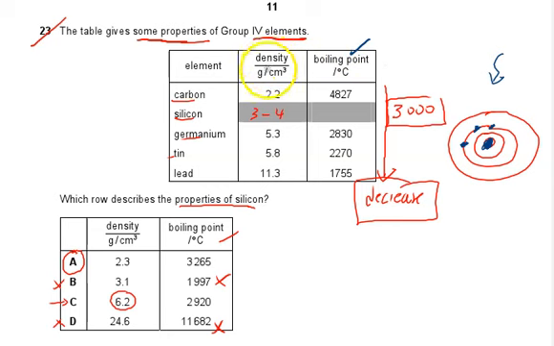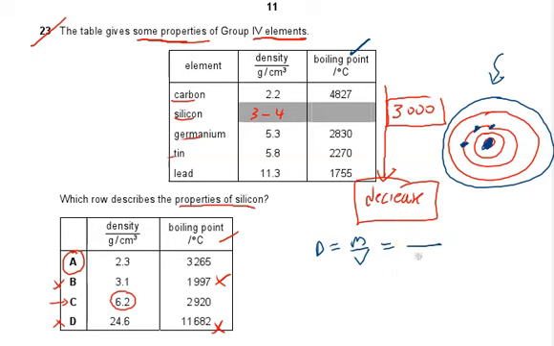However, for the density, when you're going down the group, it's getting bigger and bigger. Density is mass over volume. At a constant volume, the mass is increasing because of the increasing proton number and also electron number.